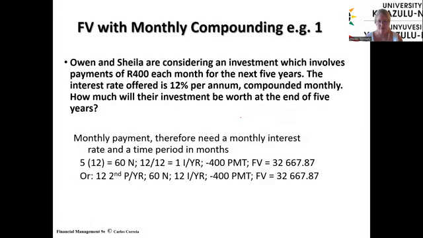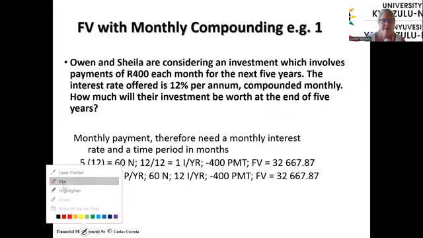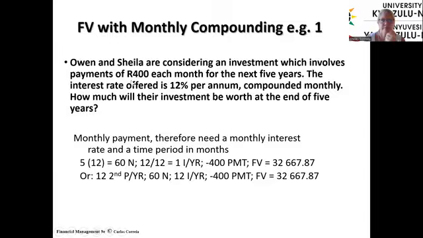Here's a future value with monthly compounding example. And we've got 2 examples coming up. This couple are considering an investment which involves payments of 400 each month. Interest rate is 12% per annum compounded monthly, so that's good. How much will the investment be worth at the end of 5 years? Okay, so important to note that the payments are monthly.